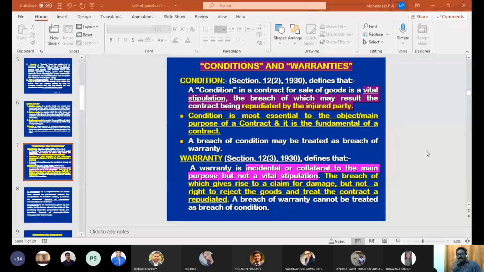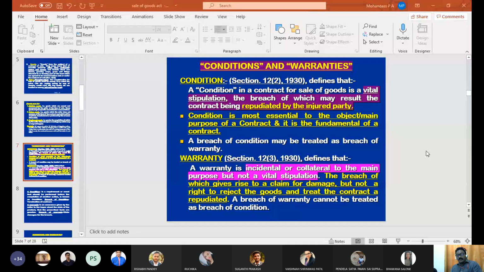99% of the students think warranty means replacement and guarantee means repair. No. Warranty is a written guarantee. If warranty says replacement, guarantee is for replacement. If warranty says repair, guarantee is for repair. Is it clear to you all? Warranty and guarantee relationship: warranty is the master. Whatever the master says, the servant will carry out. That is the relationship between warranty and guarantee.